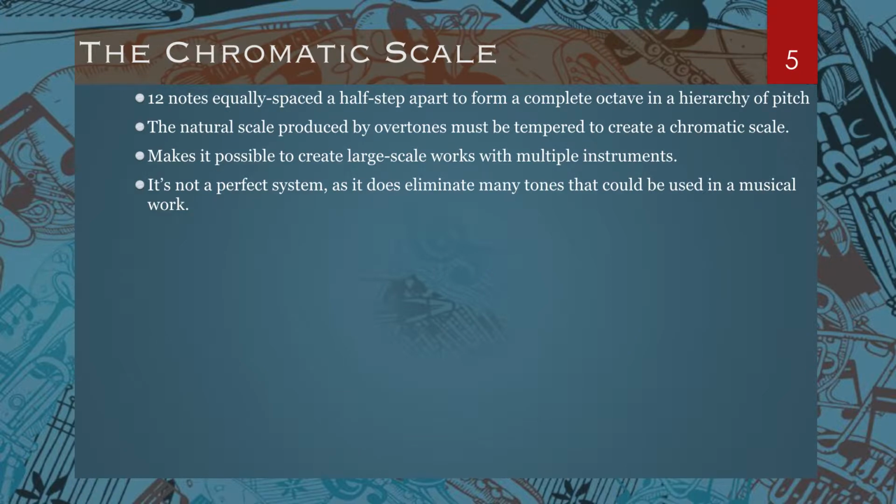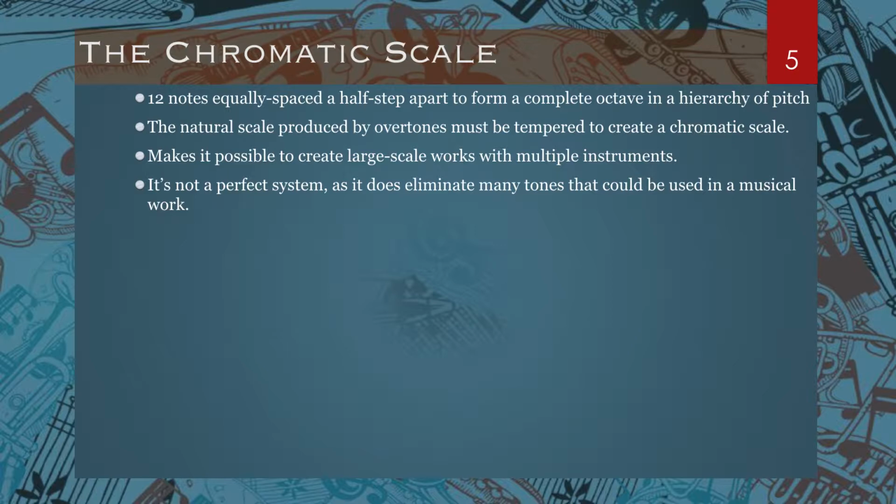So the chromatic scale consists of 12 notes equally spaced a half step apart to form a complete octave in a hierarchy of pitch. We're just going to summarize some of these points before showing you the actual chromatic scale. The natural scale, produced by overtones, must be tempered, which basically means adjusted, to create a chromatic scale where every pitch is spaced equally apart from the previous pitch. This makes it possible to create large-scale works with multiple instruments.